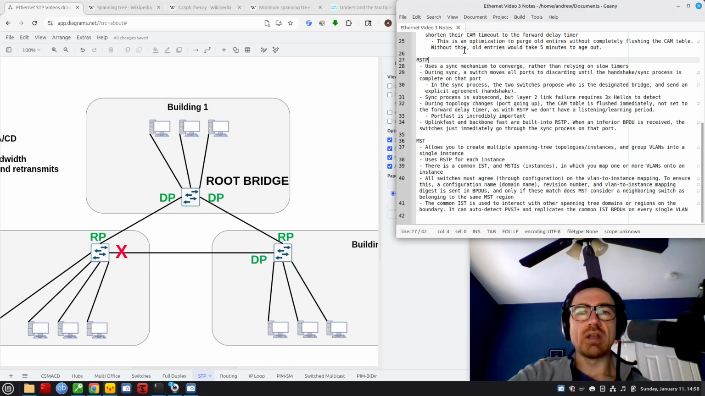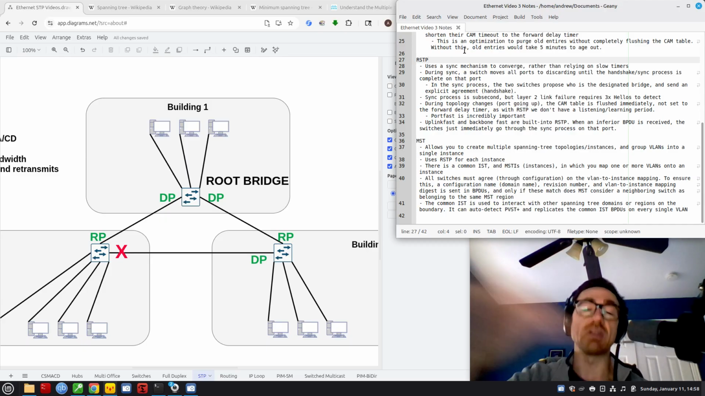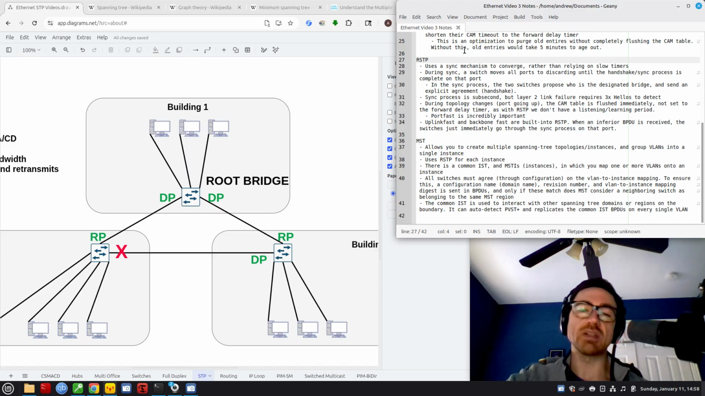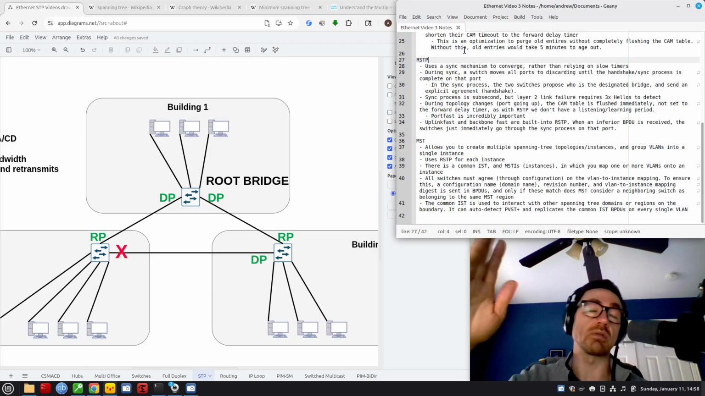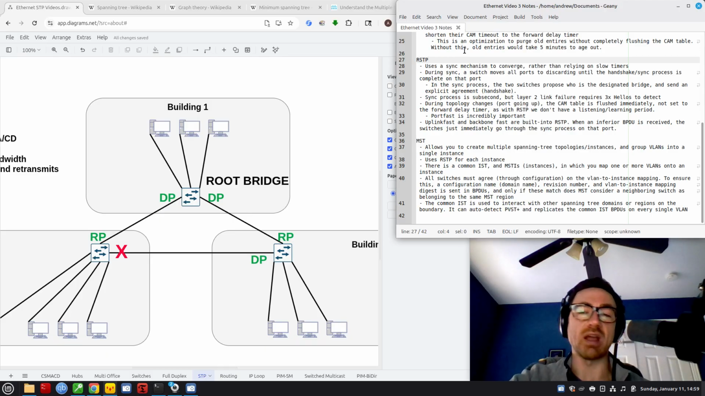The other difference is that in spanning tree, a port going up or down is a topology change, and in rapid spanning tree, only a port going up is a topology change. The other difference is that with spanning tree, the action that all switches take upon receiving a topology change notification is to lower the CAM table timer to the forward delay time, which is 15 seconds by default. With rapid spanning tree, we're not doing convergence based on these slow timers. We're doing this immediate sub-second convergence based on handshakes. So the CAM table just has to be flushed immediately.